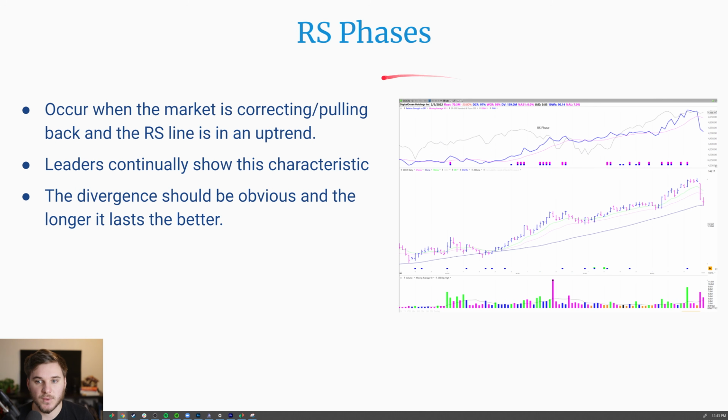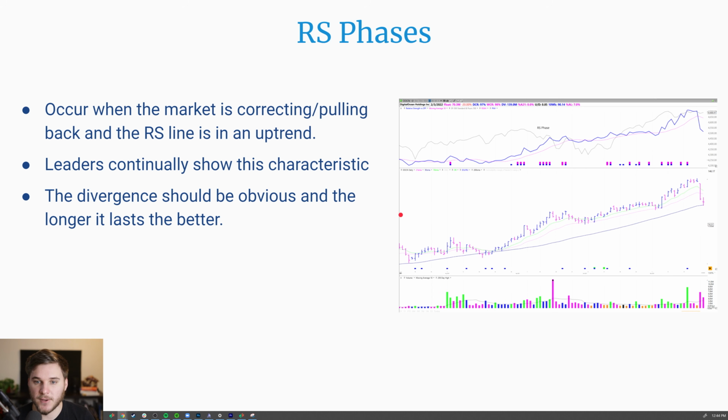Next up, we've got RS phases. So we already touched on this a little bit, but basically these occur when the market is correcting, pulling back, and then the RS line is in an uptrend. Leaders show this characteristic over and over, often before major moves, and the divergence should be fairly obvious, and the longer it lasts, the better.